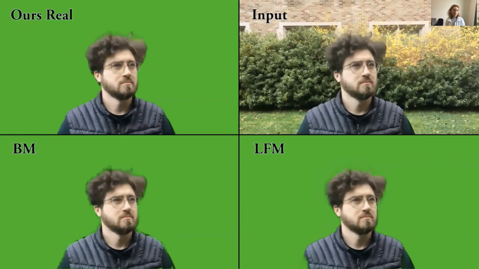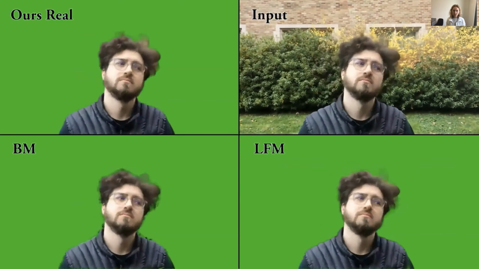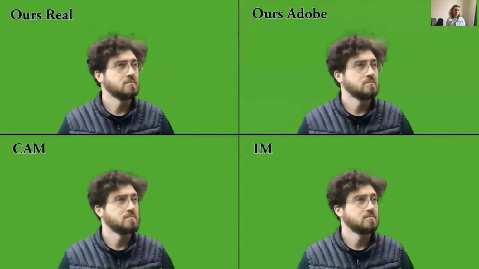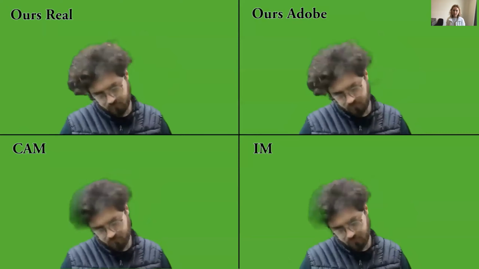At the top left, you will see our results after the 2 steps. On the top right is the input, and the bottom shows the different algorithms. And in this case, at the top right, we show the result after step 1 of our algorithm, and the top left is after step 2.